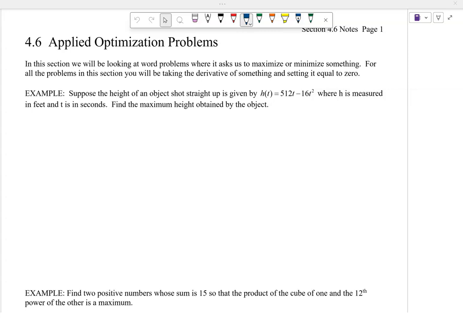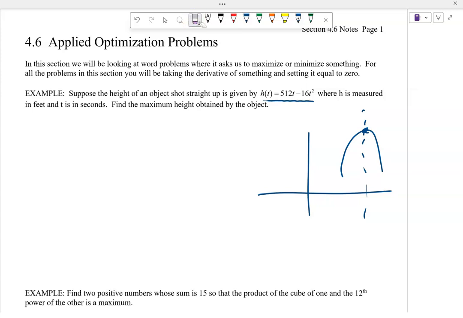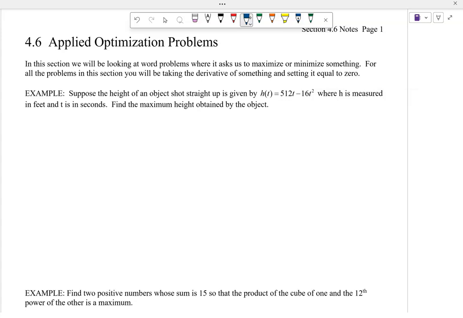You may have seen this in pre-calc. Suppose the height of an object thrown straight up is given by h of t equals 512t minus 16t squared. h is measured in feet, and t is in seconds. Since it's a quadratic, this is a flipped over quadratic, so something like that, right? You could find the vertex, which is on the axis of symmetry, x equals negative b over 2a, and find where that max is. That was pre-calc. Well, the problem is we don't always have a quadratic to do this with, and so we're going to practice doing it with calculus now.